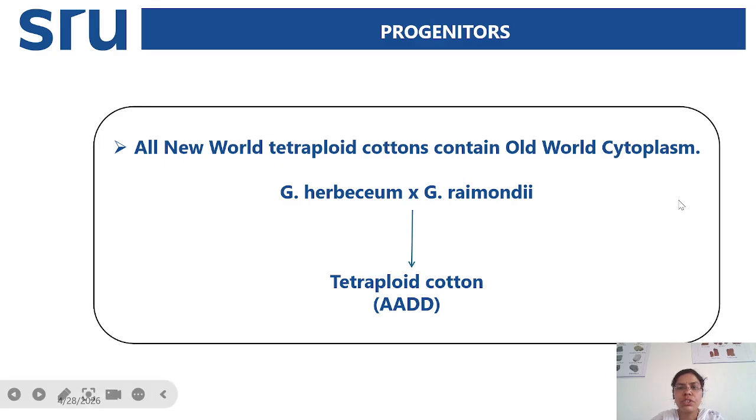And next, coming to progenitors. Just now I told that all the New World tetraploid cottons arose from Old World cytoplasm. Here you can see this is the Old World cotton, Gossypium herbaceum, and this is Gossypium raimondii, the wild species. By crossing Gossypium herbaceum and Gossypium raimondii, they got the tetraploid cotton. So this is the genome, AADD. These are the progenitors of the New World cotton, that is Gossypium hirsutum and Gossypium barbadense.